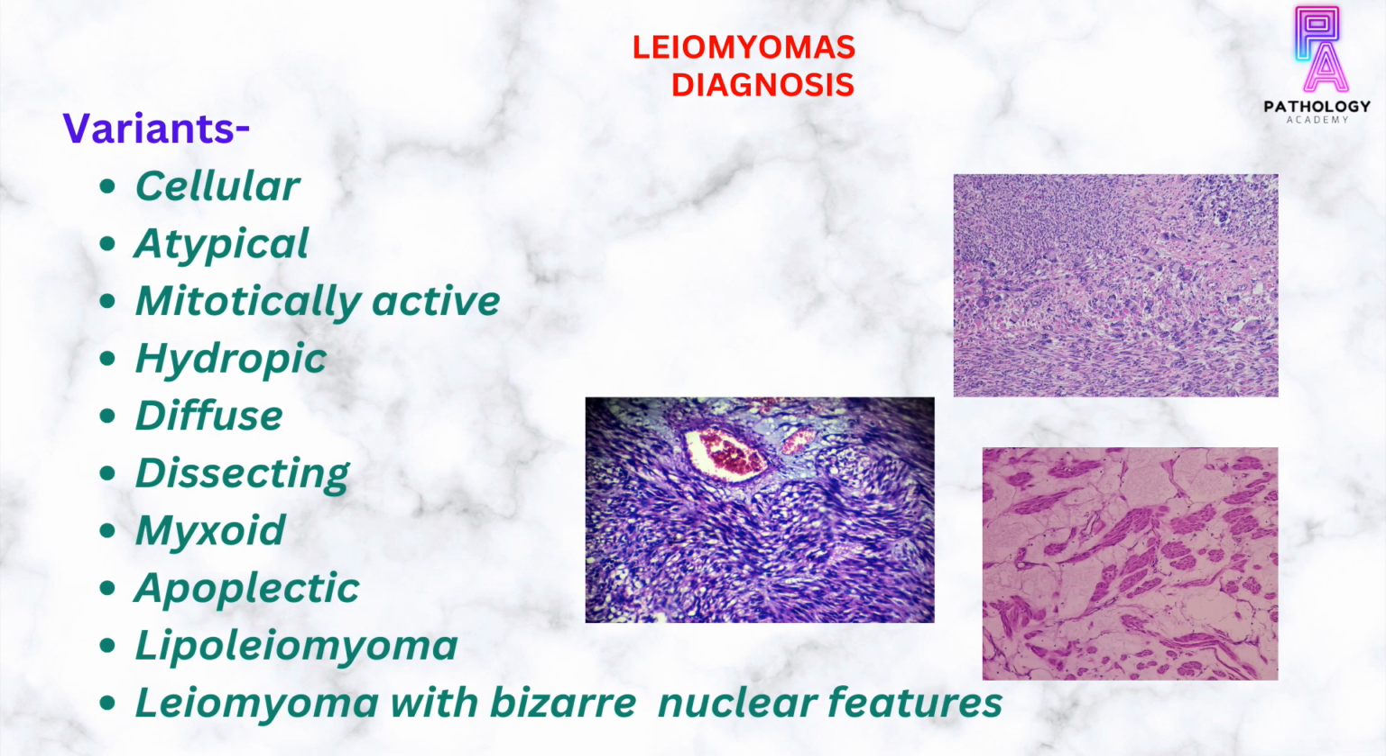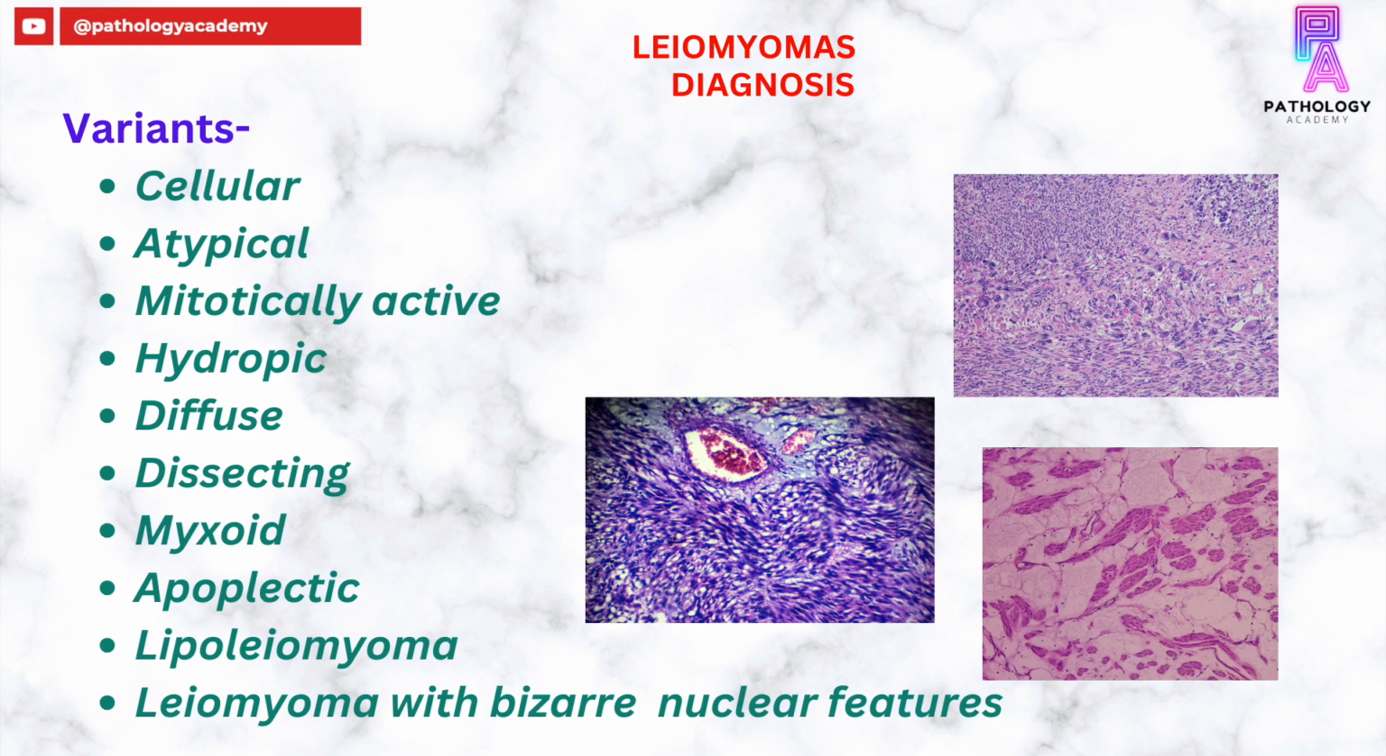Coming to the variants of leiomyoma, the leiomyomas are of several types like cellular leiomyoma, atypical leiomyoma, mitotically active leiomyoma, hydropic leiomyoma, diffuse leiomyoma, dissecting leiomyoma, myxoid leiomyoma, apoplectic leiomyoma, lipoleiomyoma, and leiomyoma with bizarre nuclear features.